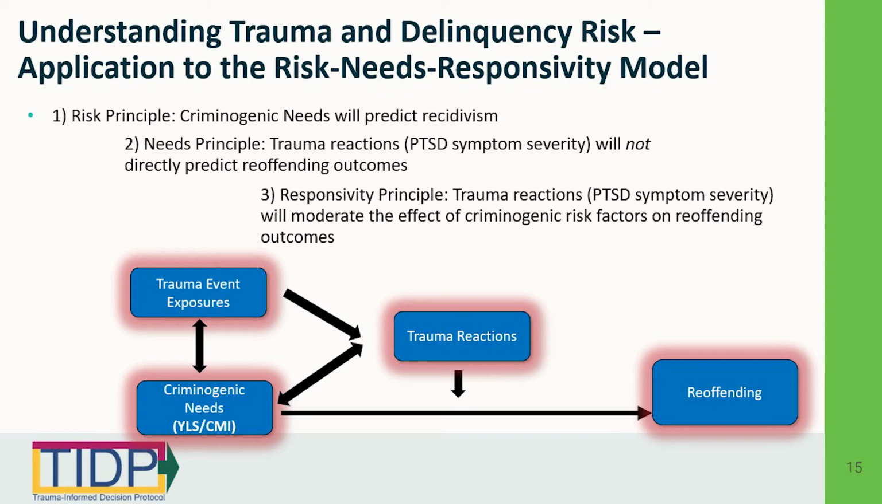trauma reactions that are identified on the CTS, or the overall severity of PTSD symptoms that might be identified on follow-up by a clinician. One of the reasons that we consider this a responsivity factor is because this model would suggest that trauma reactions or these types of symptoms are not going to directly predict reoffending outcomes. Right? But what will be that significant direct predictor is those dynamic criminogenic needs. And so this is consistent with the risk and the needs principle.